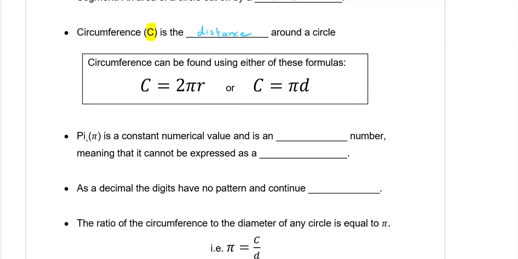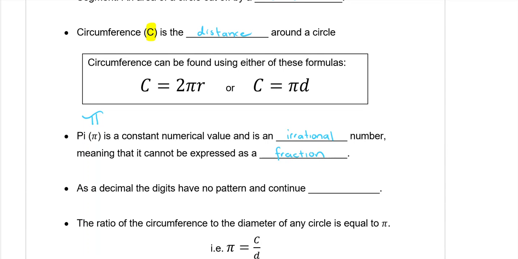Now, pi is a symbol that we haven't really used before in maths. It is a constant numerical value. We give it the Greek letter pi, which is a wiggly top like that, and 2 straight lines. That's how we draw it. And it is an irrational number, meaning that it cannot be written as a fraction.